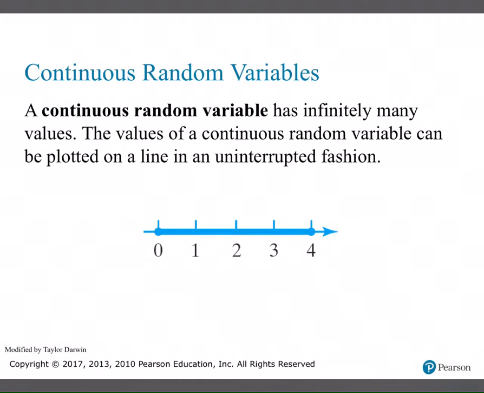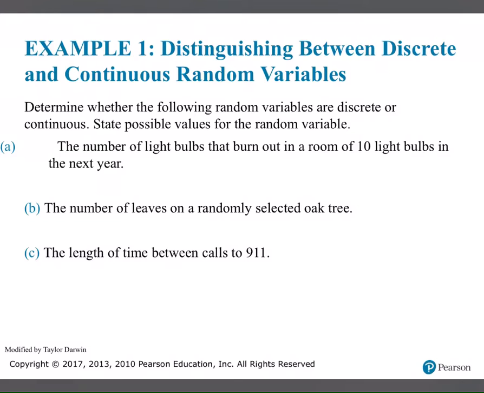Versus continuous random variables, which have infinitely many values. So it could be anywhere from 0 to 4 and all the values in between, including 1.2467, right? That very specific number. So these are not counting values. I use speed a lot when I'm talking about continuous, because speed can be very, very specific. So we're going to distinguish the difference between discrete and continuous, again, just reviewing.